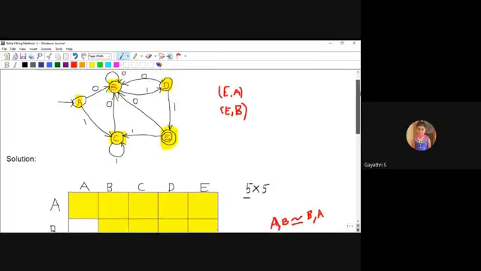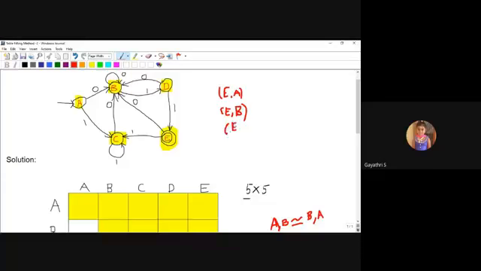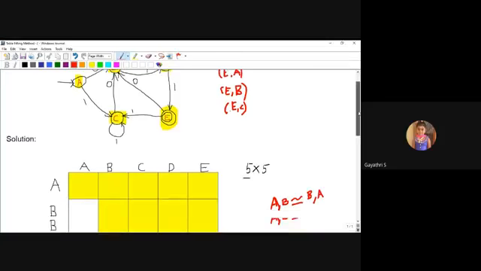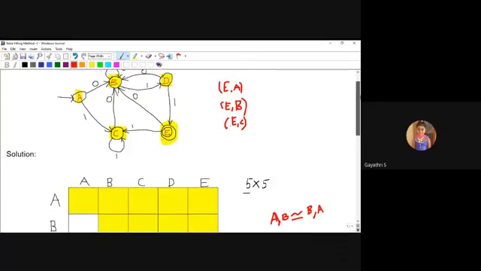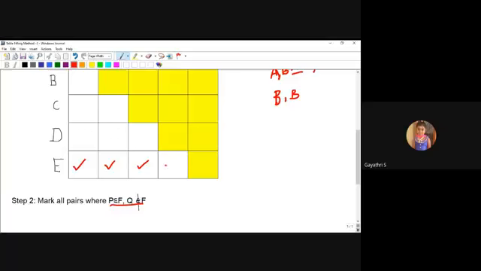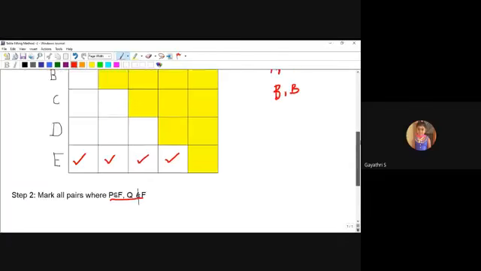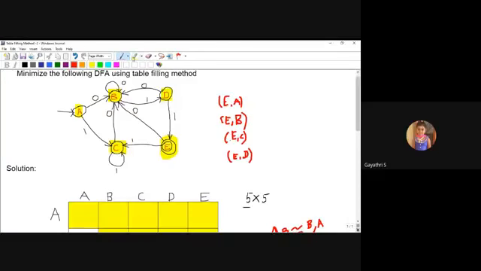Next, the EC combination, which is also the same thing. Since E is final and C is non-final, I can mark it. Put a tick here. Next, ED. For the ED combination also, I can mark since E is final and D is non-final. Put the tick. So this is step two, and the step two part is almost over.